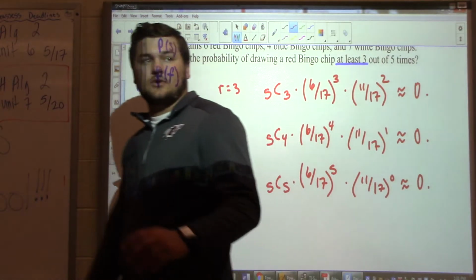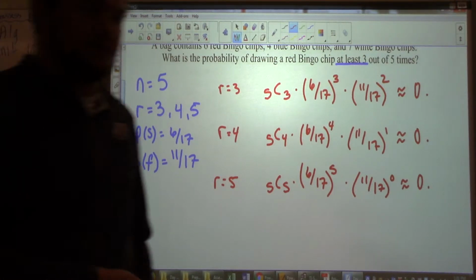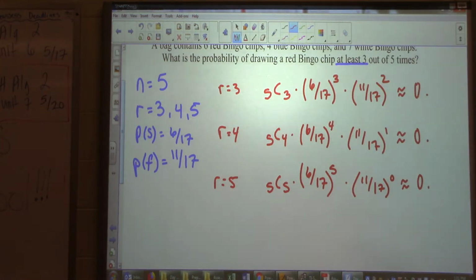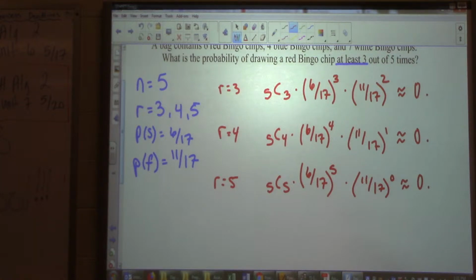Did anyone do any of them so far? Yeah, let's go 4 for now. Right before you change it to a percentage, just go to 4 spots. So round to 4 places? Yeah, round to 4 places. So I'll give you a second to punch all that stuff in your calculator.